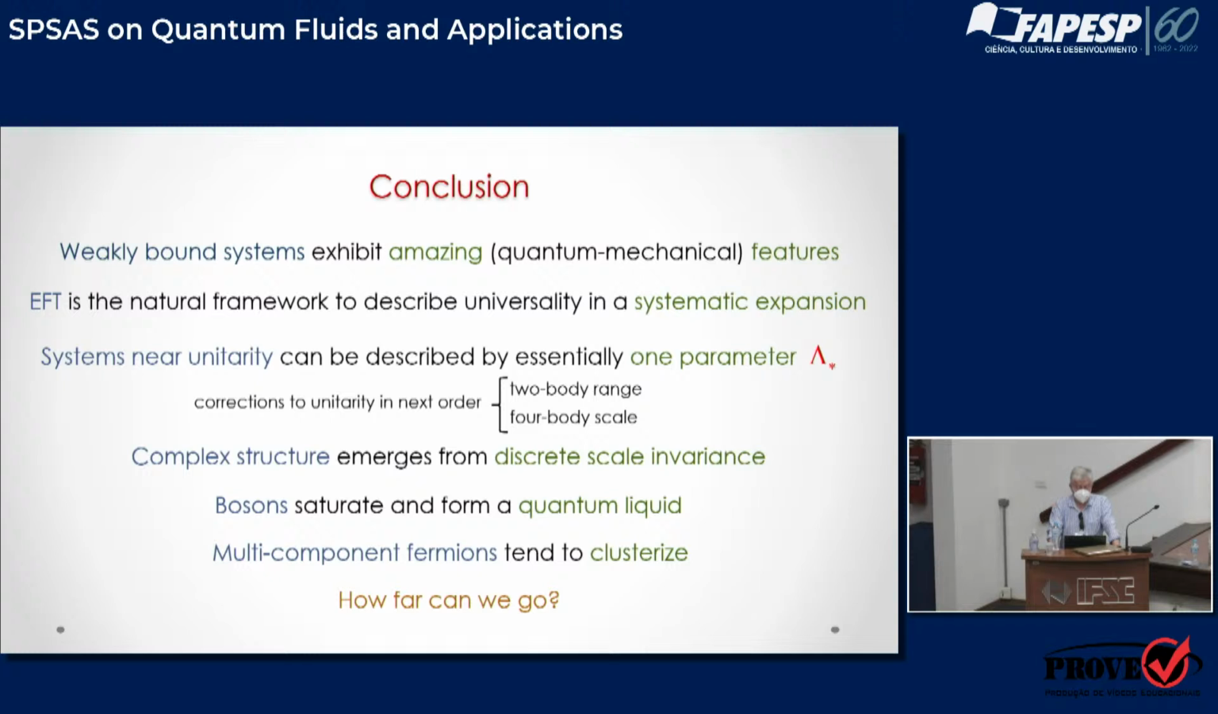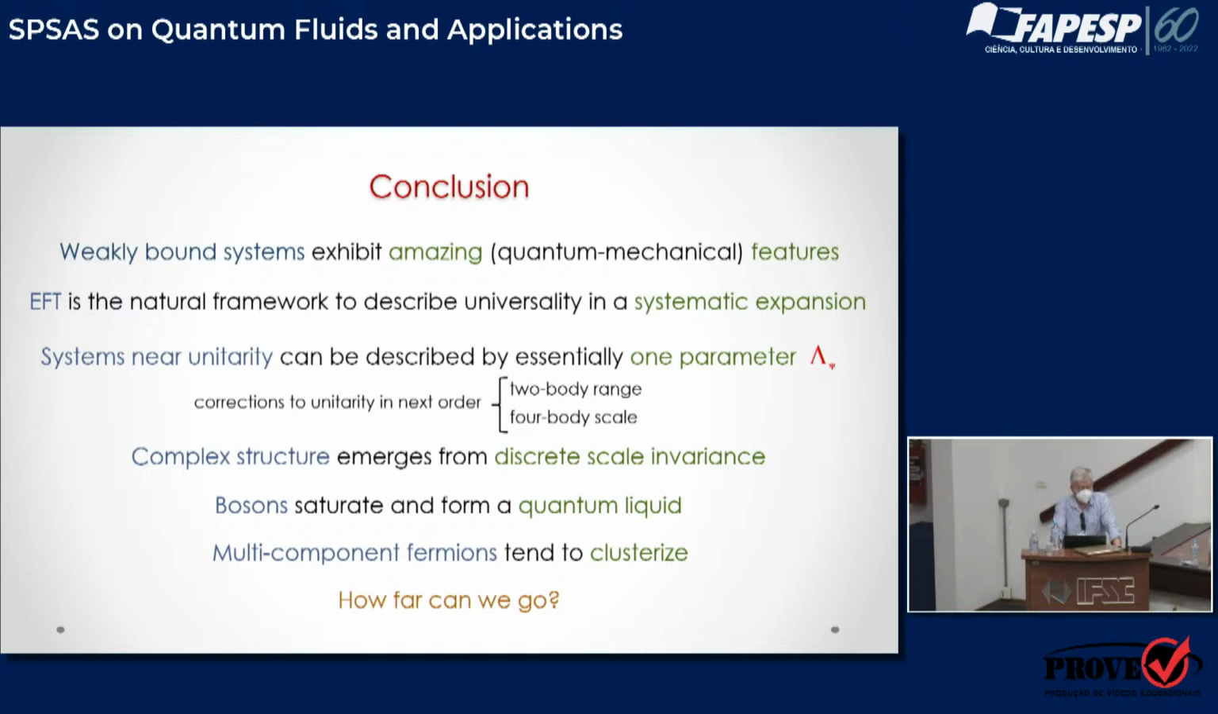Various things that I hope you remember from these lectures. From the very beginning, I tried to argue that there are intrinsic quantum mechanical phenomena associated with weakly bound systems. They have some amazing features. The most obvious is the fact that they have size much larger than the range of the force, but this translates into unintuitive phenomena like Borromean systems, which can be three-body systems that are bound even though the two-body subsystems are not.